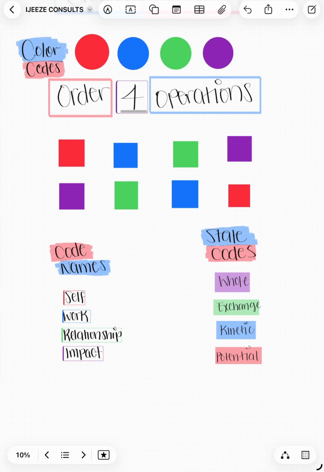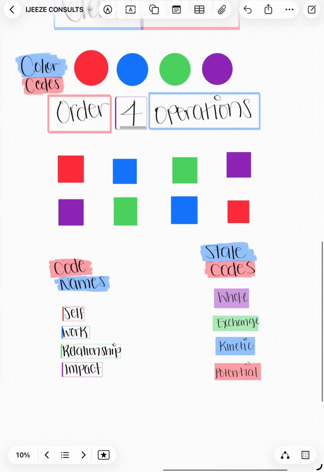Exchange, the green one, is interaction, friction, transfer, transition, those types of ideas. And then we've got kinetic, which is the structured, active, finite state, something in motion. And then potential is the becoming, right? That infinite, not yet realized state.